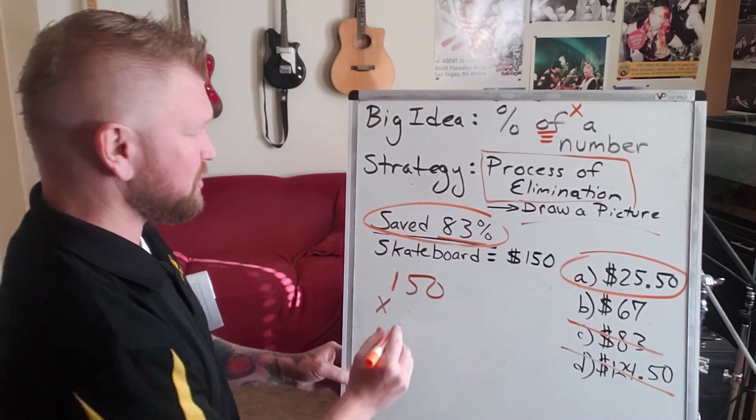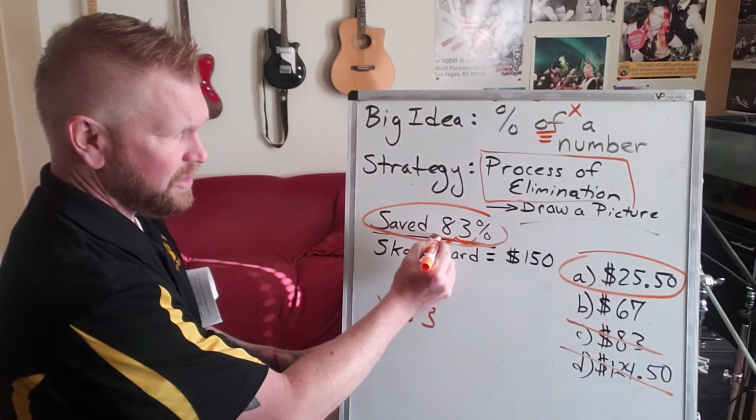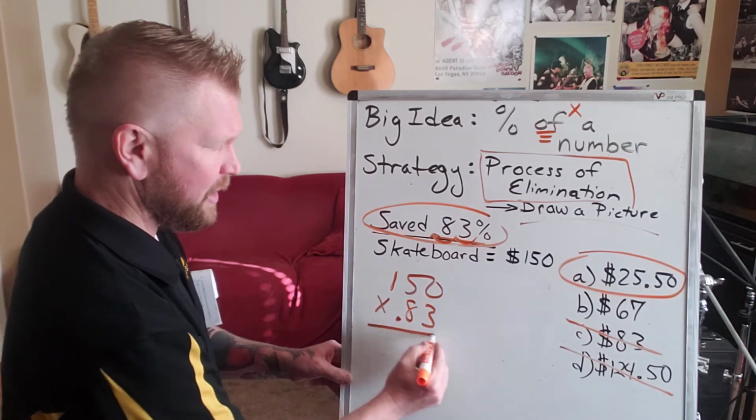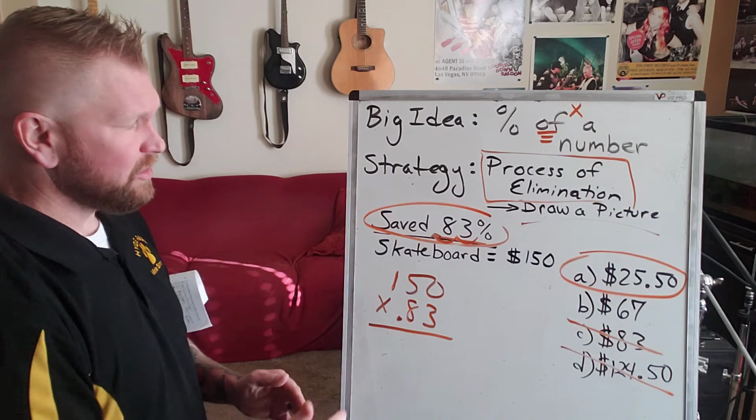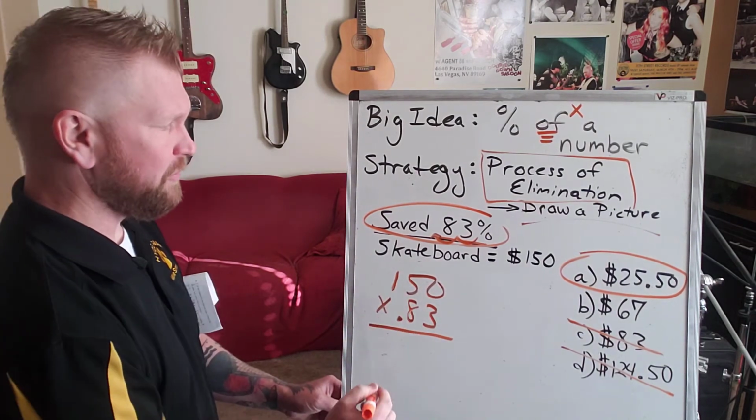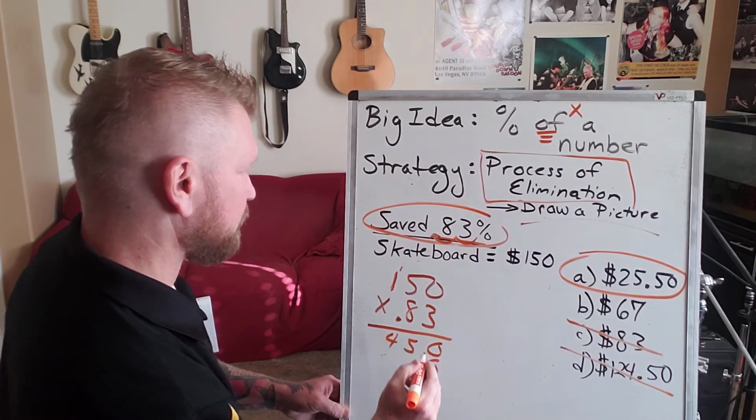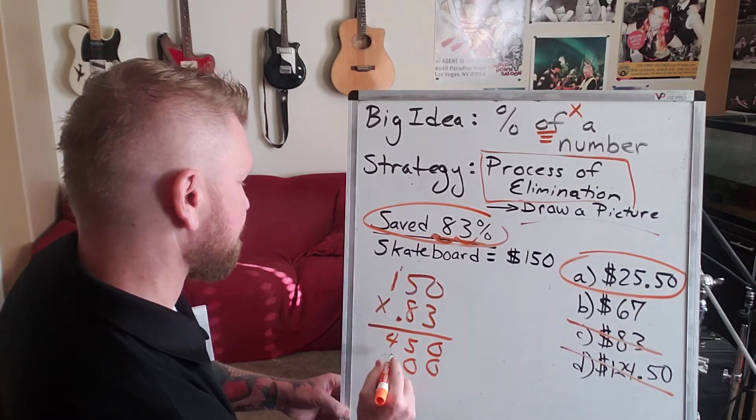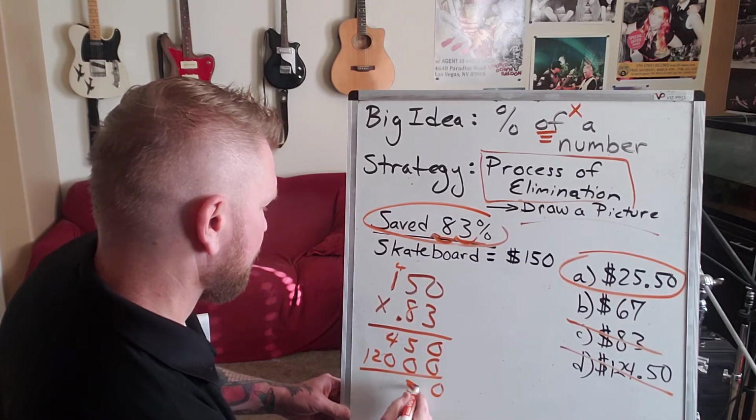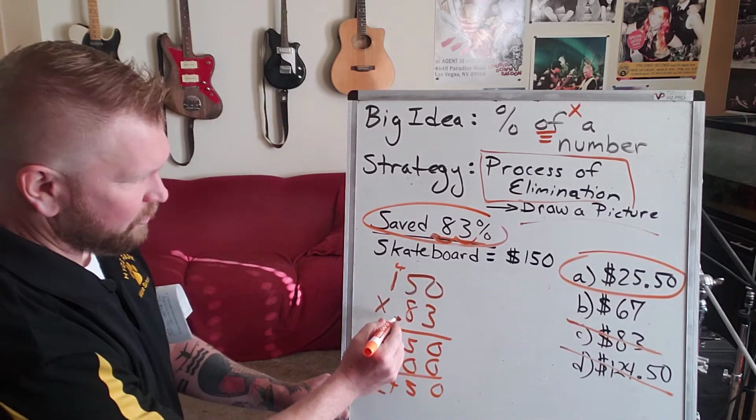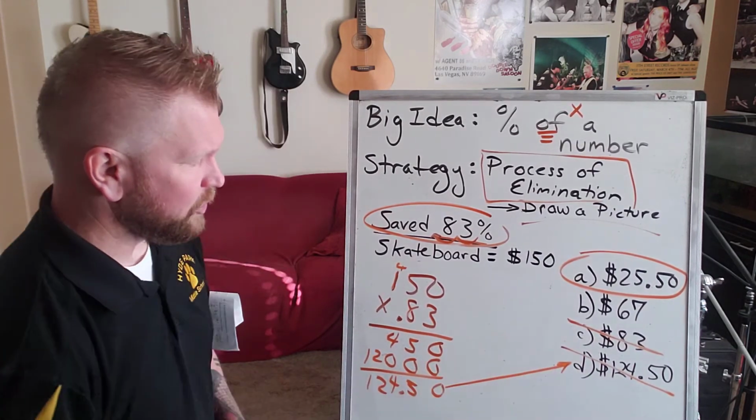But remember, 83% is not actually 83. You need to move that decimal twice, so it's actually 0.83, 83 hundredths. So that's back to converting fractions and decimals and percents. So if I multiply 0.83 times 150, let's see what happens. The decimal has 2 decimal places, it goes right there. And there's that answer of 124.50.